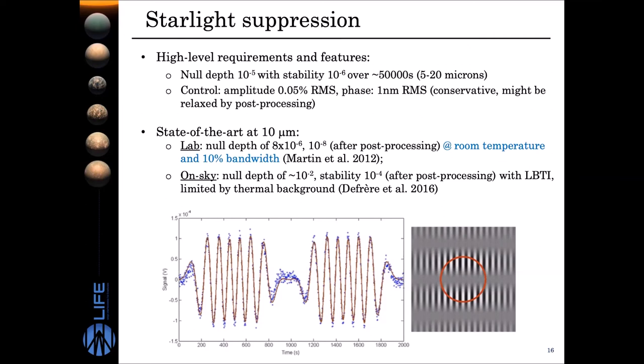There also, we have been working on nulling interferometry at 10 micron on the ground with ground-based telescopes. On the LBTI, an interferometric nuller in Arizona, we have been achieving null depths of 10 to the minus 2 and a stability of 10 to the minus 4 after post-processing. This was limited mostly by the thermal background, this classical problem for 10 micron ground-based astronomy. This is a problem that we won't have in space.